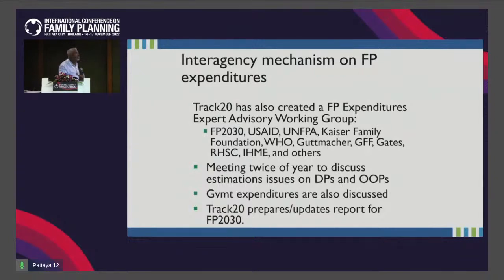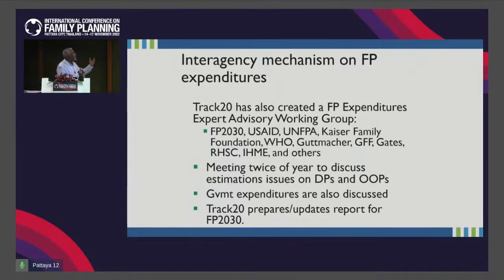With COVID, that's been reduced, but I think we need to restart it more frequently, if not even quarterly, having something, let's talk about it. During those interagency meetings, it's really the donors and out-of-pocket spending that is discussed more, among the development partners. The government expenditures that Track 20 collects are presented, but generally I must say there's not a lot of question, because there are a lot of details that they don't have.